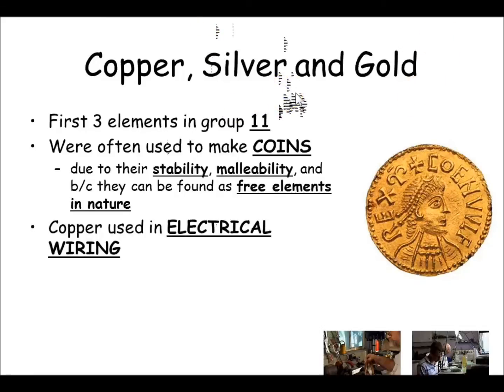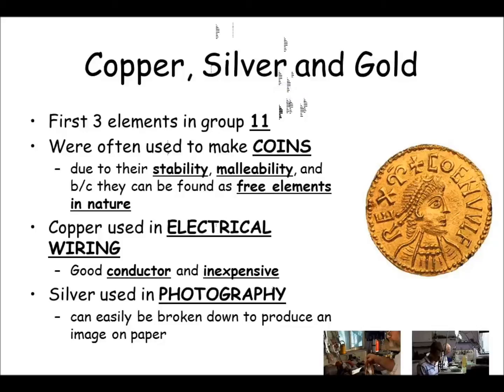Now, you might know this, but copper is used in electrical wiring. And the reason why copper is used for that is because it's a good conductor and it's fairly inexpensive, especially compared to silver and gold. And silver is used in photography. And the reason why is because it can easily be broken down to produce an image on paper.